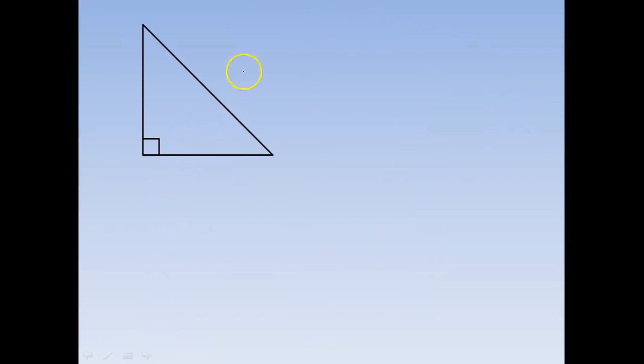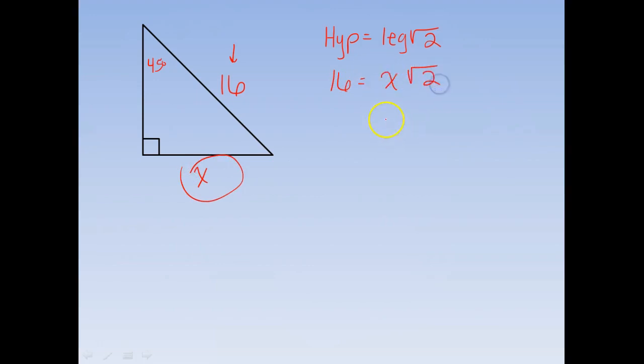All right, next, let's see, I have a 45, 45, 90. And the hypotenuse is 16, and they want you to find the leg. Go ahead, always write out the formula. Hypotenuse is equal to leg root 2. It just helps because we can substitute. The hypotenuse of this triangle is 16. The leg, that's what we're trying to find, so it's x root 2. So now you're going to solve for x. To get x by itself, we're going to have to divide both sides by root 2.